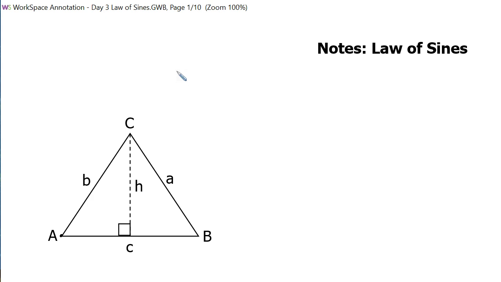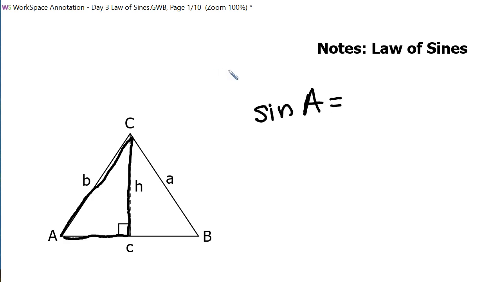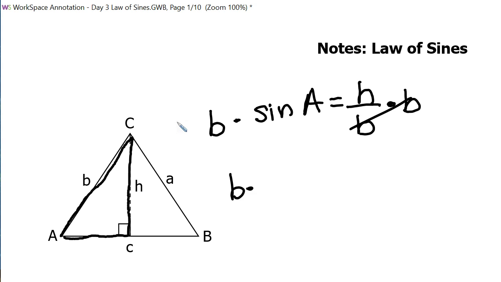And I want to calculate the sine of angle A. And we talked about sine yesterday, and sine is opposite over hypotenuse. So for this right triangle, what is the opposite side from angle A? H. And the hypotenuse is B. Now we're going to solve that for H. So if H is being divided by B, the opposite would be multiplied by B. So that would give us B times the sine of A is equal to H.